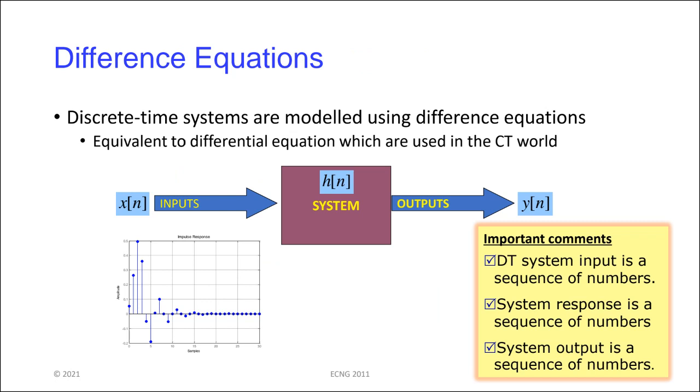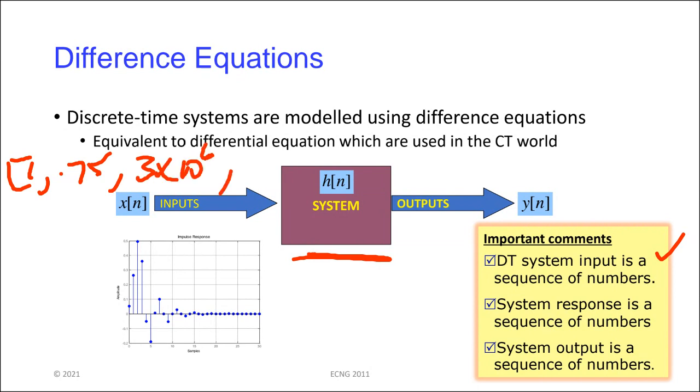So back to this thing. Discrete time systems are modeled, in fact, using difference equations. The continuous time world used differential equations. The discrete time domain is going to be modeled using difference equations. And a discrete time system, the model is like that. That is, you have the system, the input to the system is a sequence of numbers. So x[n] is going to be some values, 1.75, 3 by 10 to the 6, etc. It could be any kind of random funny thing, right? But it is a series of numbers.